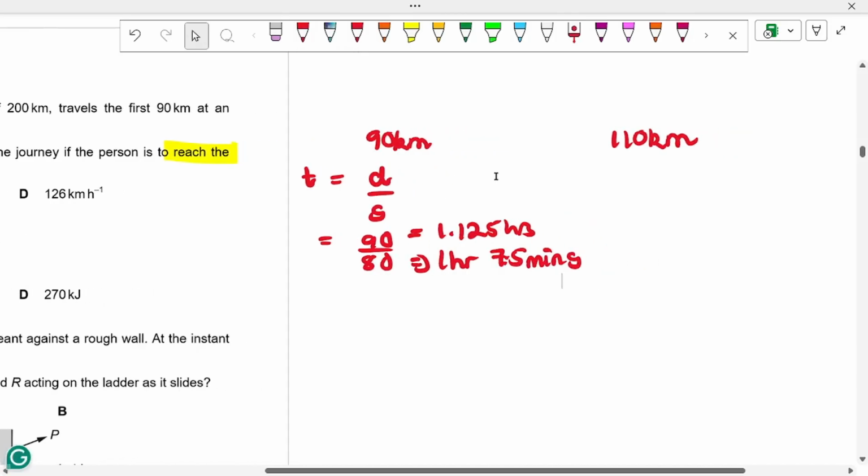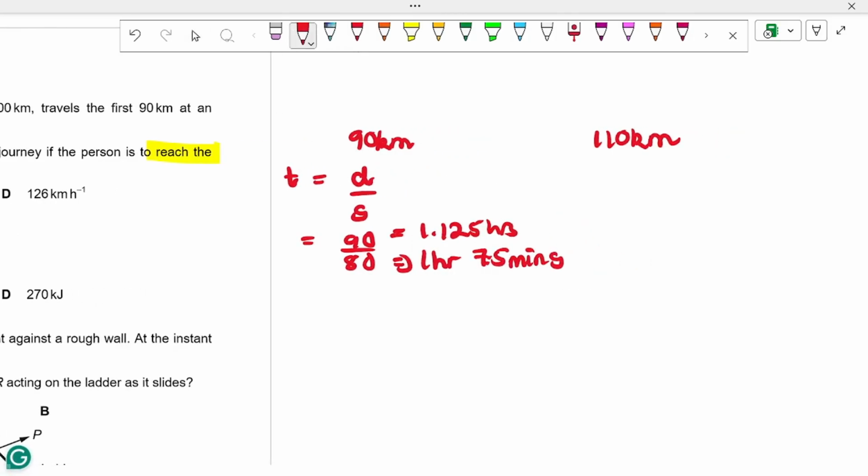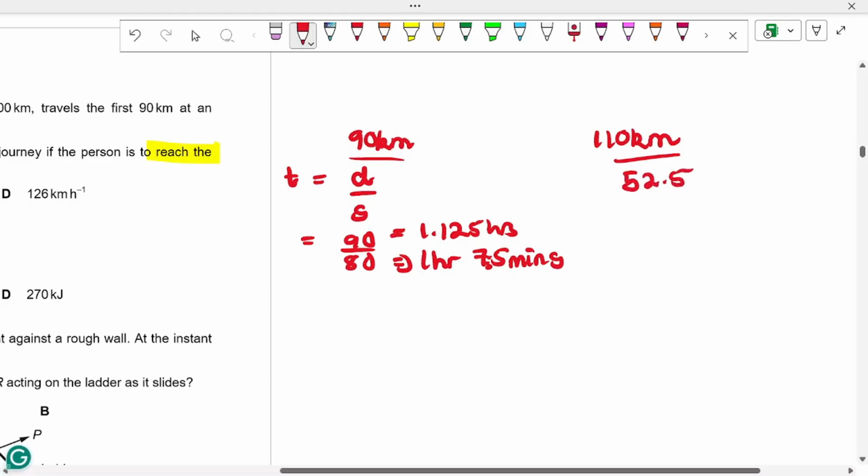But if you go on the other side and you want to find the time taken for this particular part, you know that the whole journey takes 2 hours. So to travel this is just going to be 2 hours minus 1 hour, 7.5 minutes, and you're going to get the time for 110 kilometers to be 52.5 minutes. Okay, does that make sense?